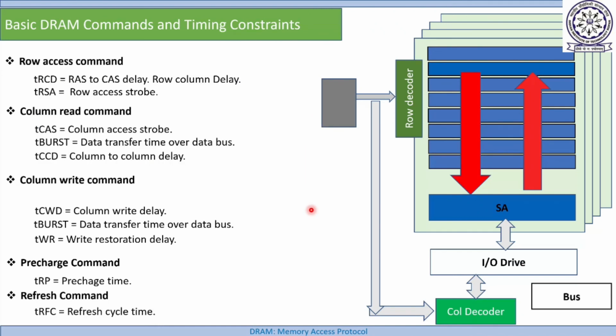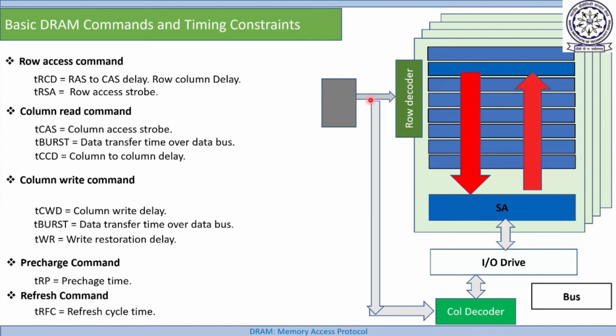Refresh command. As I already said in the last slide, I have already explained the purpose of refresh and how you can perform it. To do a refresh, you have to use two commands. First of all, you have to activate a row. Once you activate a row, the content will be available in the sense amplifier, and it will automatically be restored again. That is called read restoration. In this way, it will completely charge or refresh the entire cell. If you do this, one row will be refreshed.